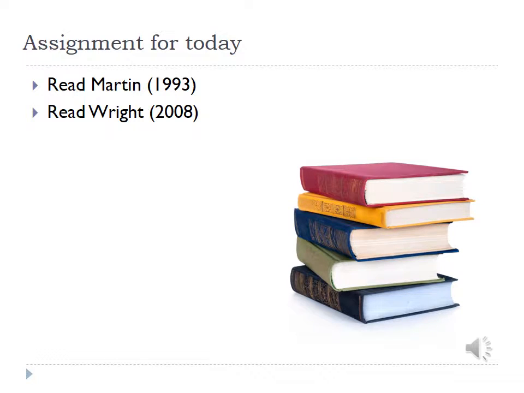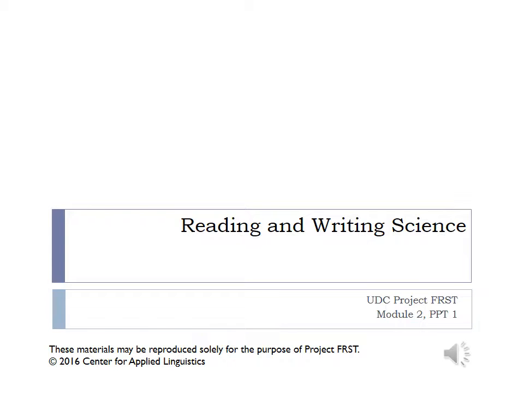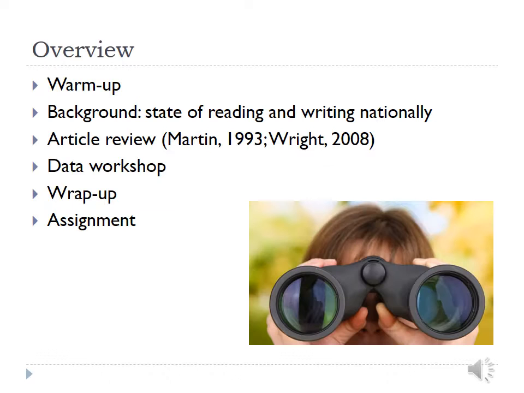For today's class, you should have read two articles, Martin 1993 and Wright 2008. Both of these focus on the topic of writing in science classroom contexts. This session, Reading and Writing Science, is the first session of Module 2 on Academic Language in Science, a collaboration between the University of the District of Columbia and the Center for Applied Linguistics as part of the Project First grant. The session will start with a warm-up.